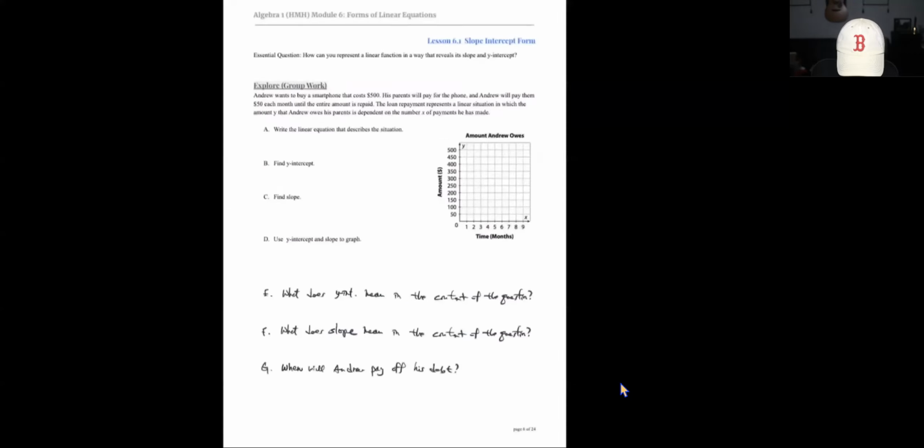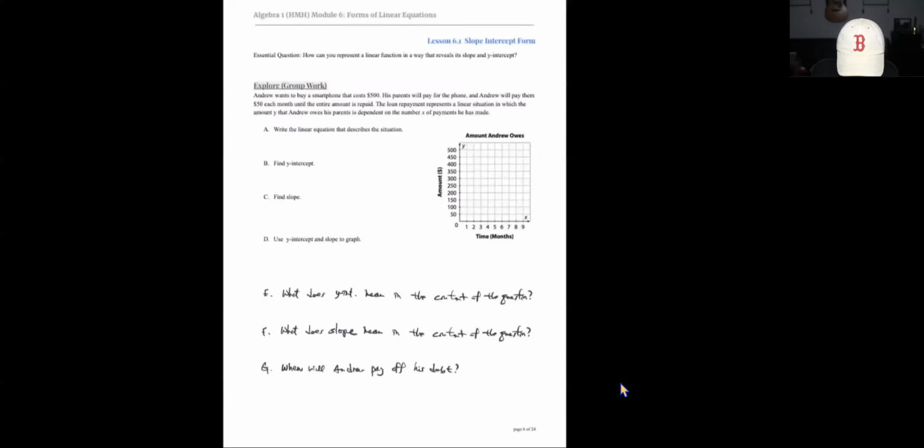Okay, so Andrew wants to buy a smartphone that costs $500. His parents will pay for the phone, and Andrew will pay $50 each month until the entire amount is repaid. The loan repayment represents the linear situation in which the amount y that Andrew owes his parents is dependent on the number x of payments he has made.